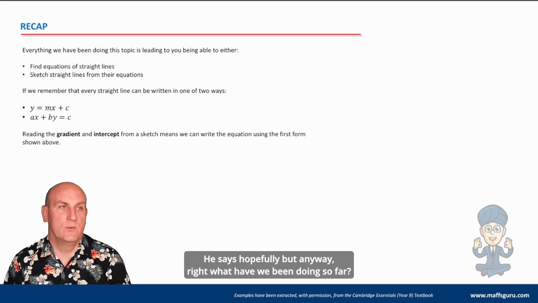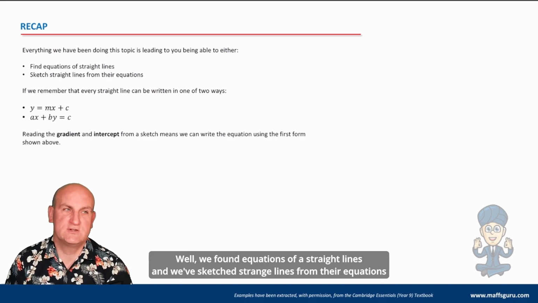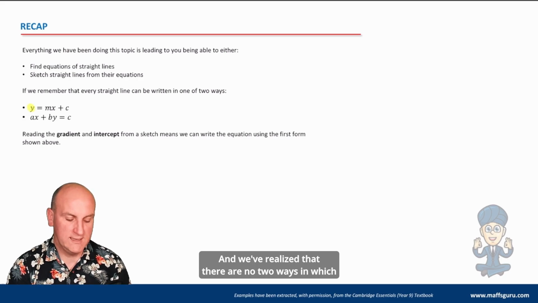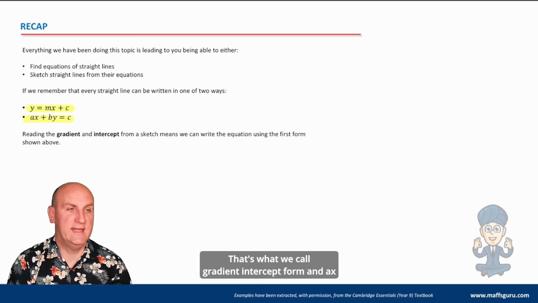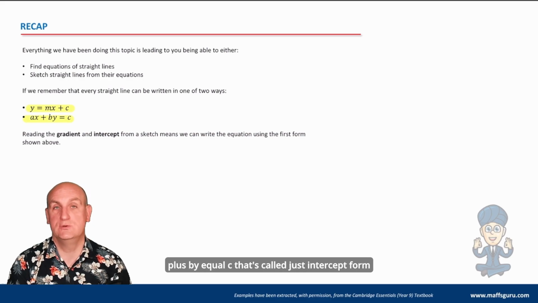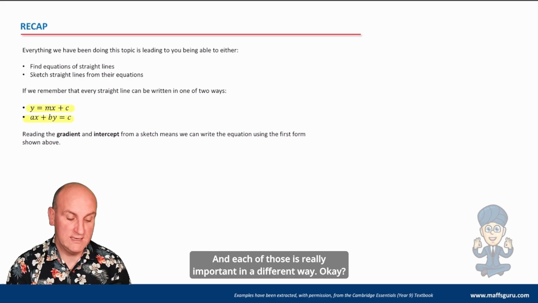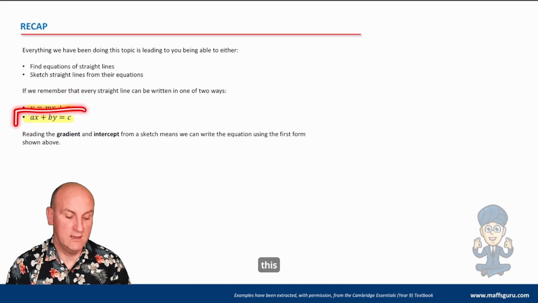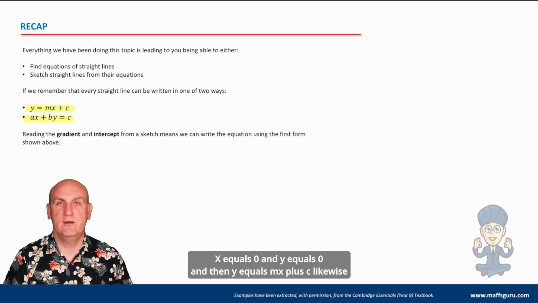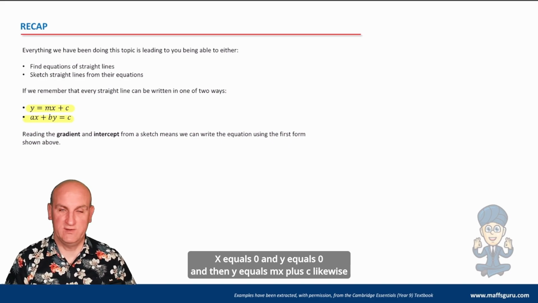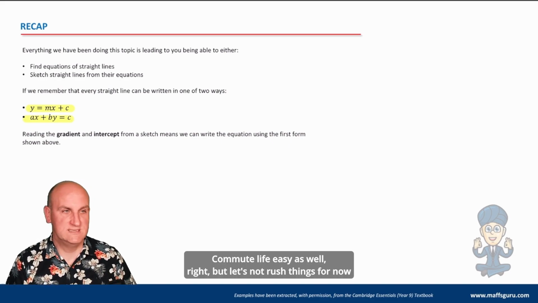But anyway, what have we been doing so far? Well, we've found equations of straight lines and we've sketched straight lines from their equations. And we've realized that there are now two ways in which we can have our straight lines written. y equals mx plus c, that's what we call gradient intercept form, and ax plus by equals c, that's called just intercept form. Each of those is really important in a different way. This one can make drawing lines really easy because I can just put x equals 0 and y equals 0, and y equals mx plus c likewise can make life easy as well.